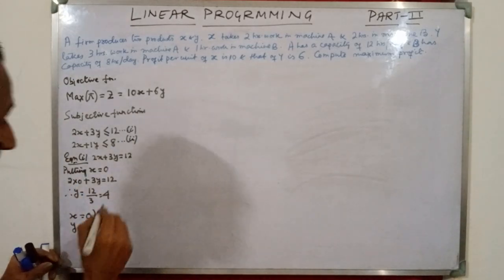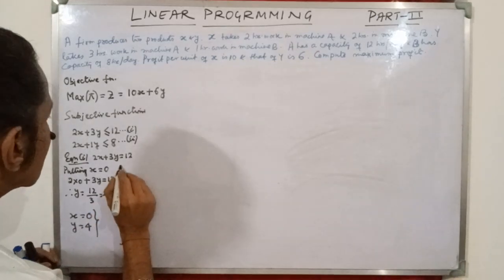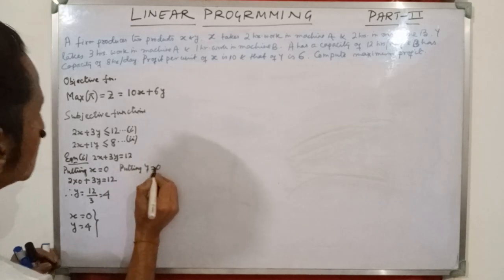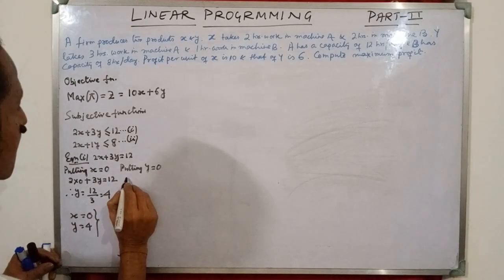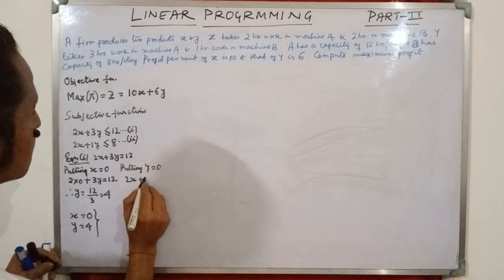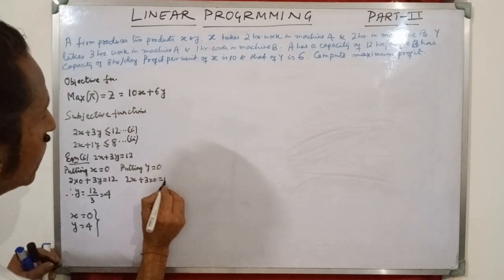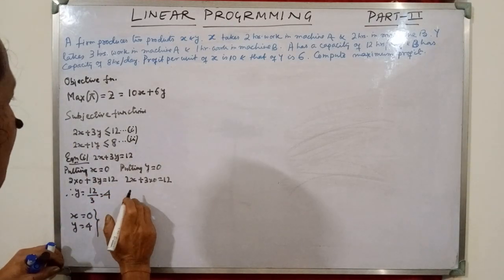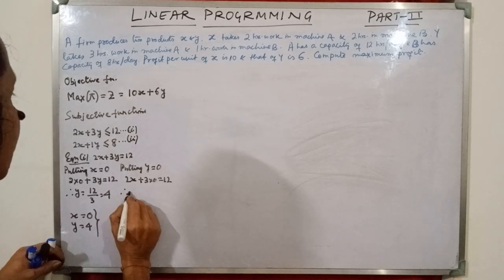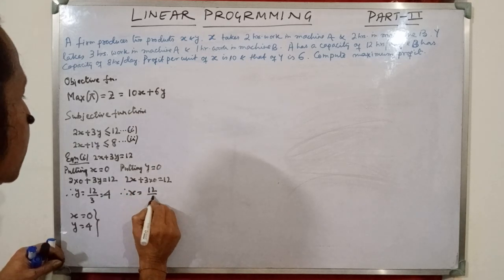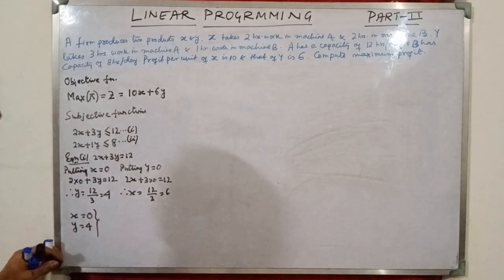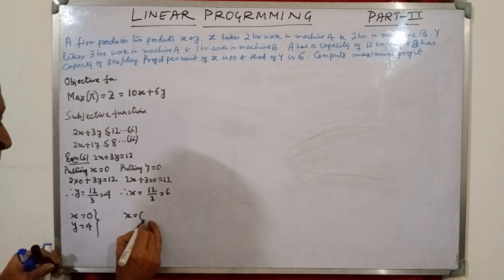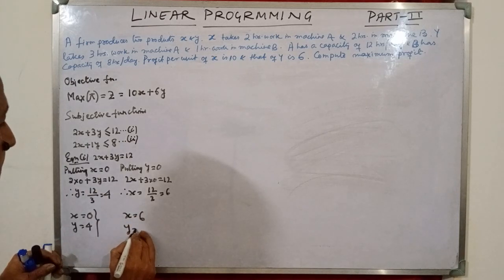Now putting y equals 0, let's see what we get. Putting y equals 0, what we get? 2x plus 3 into 0 is equal to 12. 3 into 0 is 0, so 2x equals 12. Therefore, x equals 12 by 2, that is 6. So we get another set of values, that is x equals 6, y equals 0.